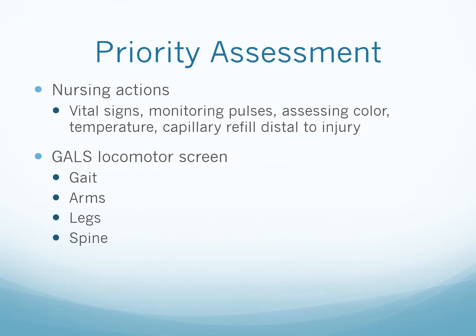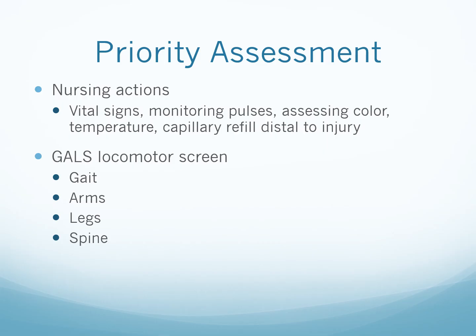So we also are monitoring pulses distal to the injury. So distal means below the site of injury. For example, if a patient has a fractured wrist, we're going to assess radial pulses and circulation in the hands and fingers. So in addition to pulses, we also assess color, temperature, capillary refill distal to the injury. And these assessments are going to help us determine whether blood flow and perfusion are still intact.